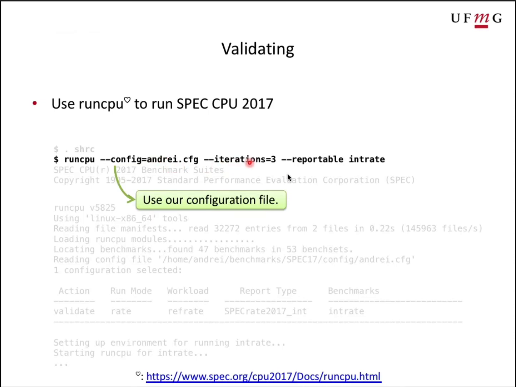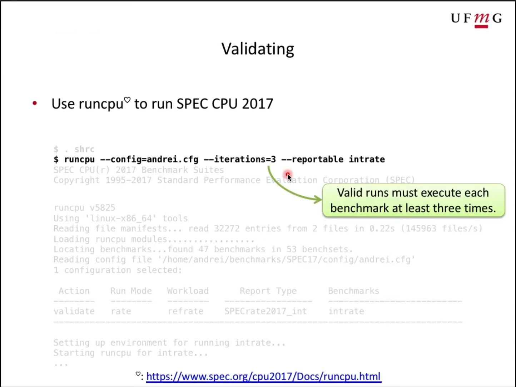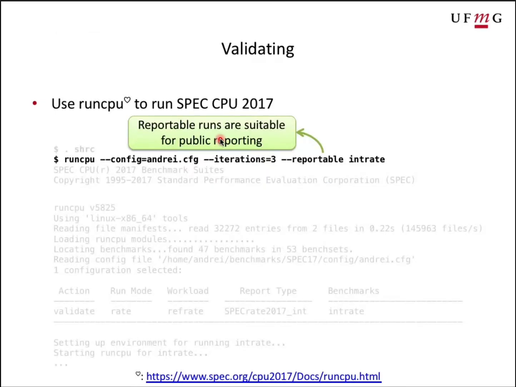In the case of reportable runs, we need to use at least 3 iterations, like execute each benchmark 3 times. Actually, in the documentation, they claim that you can also do 2. So a reportable run can have 2 as well, but 3 sounds like a better number here. And then we say that's a reportable run. You will see the difference in a little bit. So just to make it reportable.